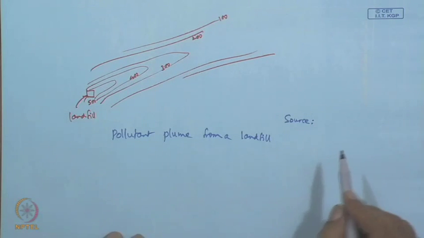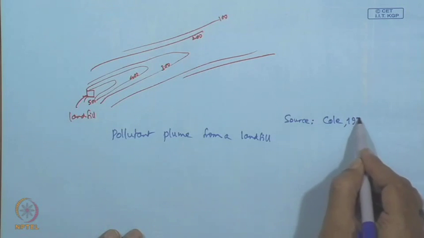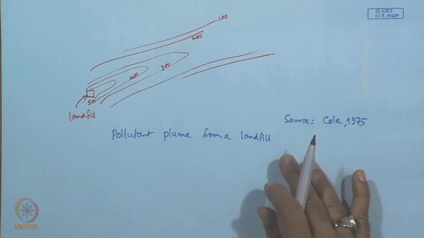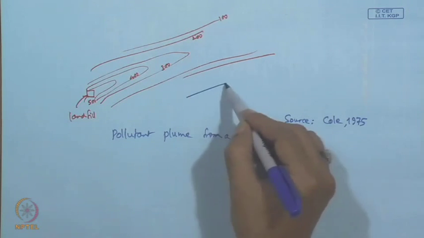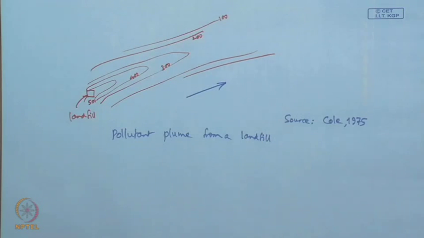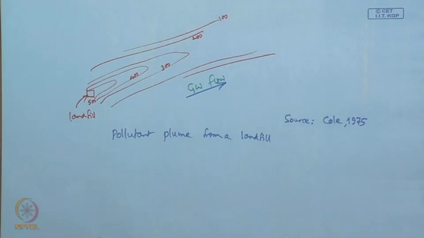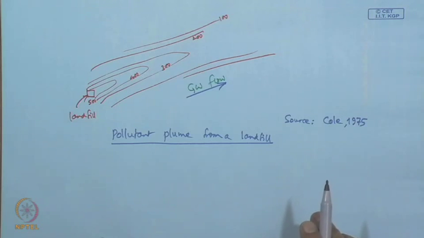So this is taken from a study by Cole in 1975, and in this case this is the general groundwater flow direction, then in that direction the pollutant plume will spread. This is the groundwater pollutant plume.